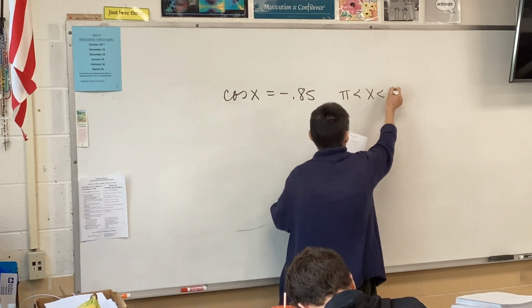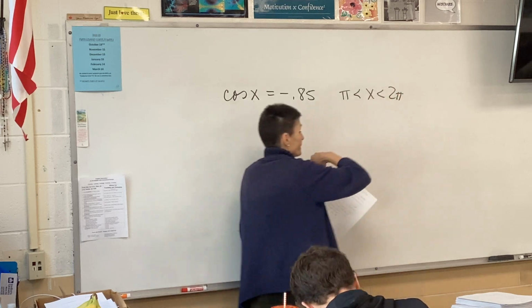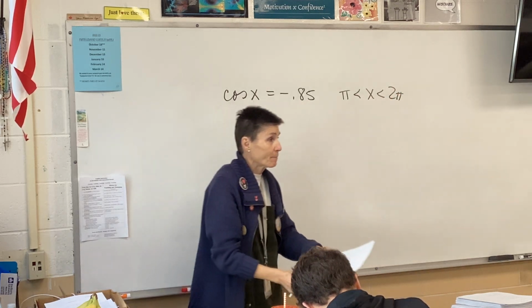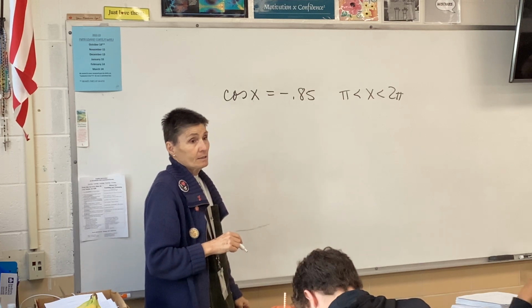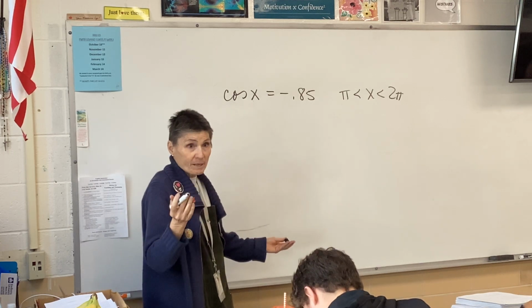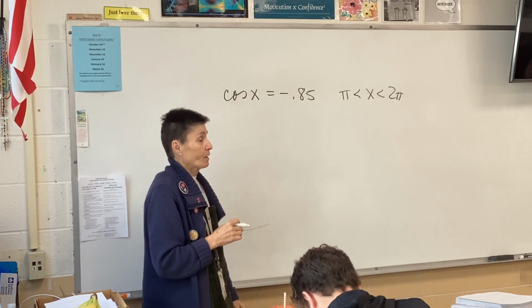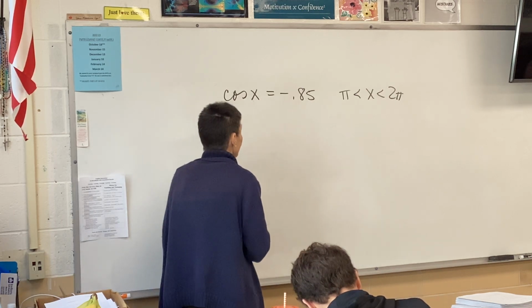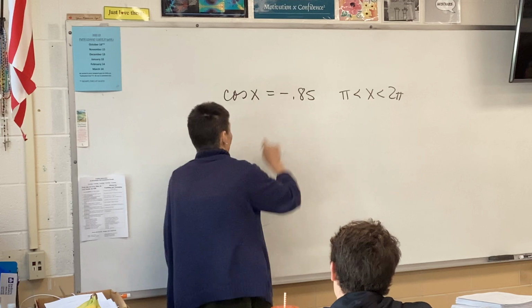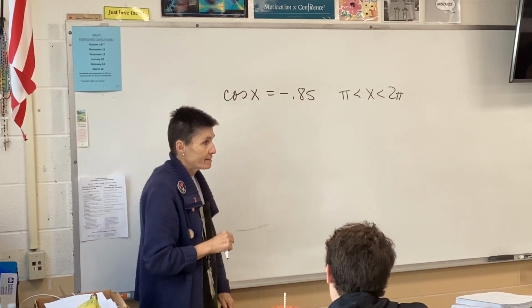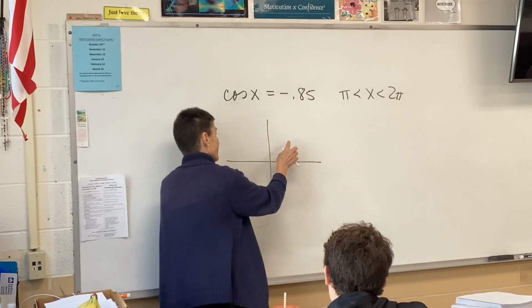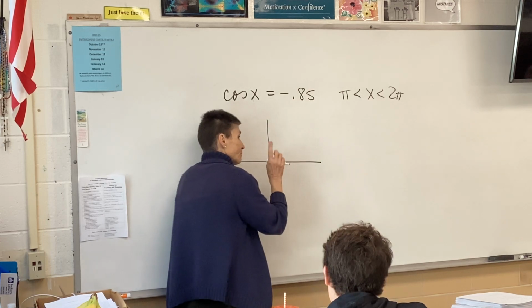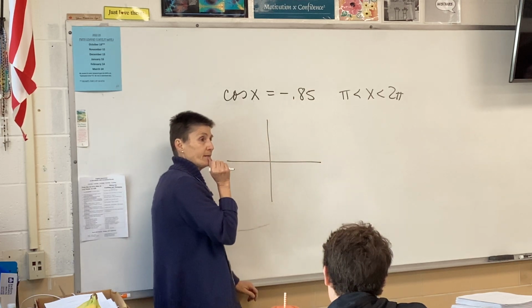What makes these problems tricky is exactly what Sid said. You have got to pay attention to where your angle can be, where your answer can be. Okay? So here we go. First of all, where is the cosine negative? So think about your coordinate plane, think about all of these places. Where is the cosine negative? Quadrants 2 and 3.